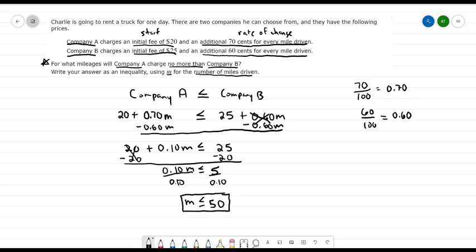So to answer the question, what mileages will company A charge no more than company B? As long as they drive any number of miles less than or equal to 50. So drive less than or equal to 50 miles. And that's when company A will be no more than company B. Let's look at the next problem.